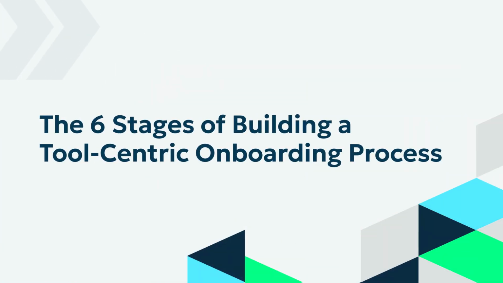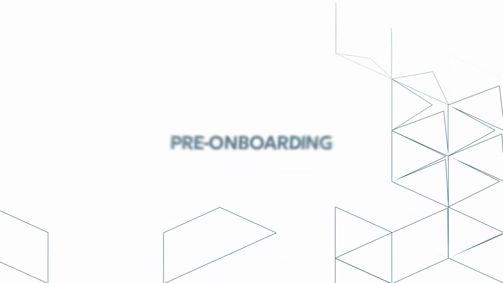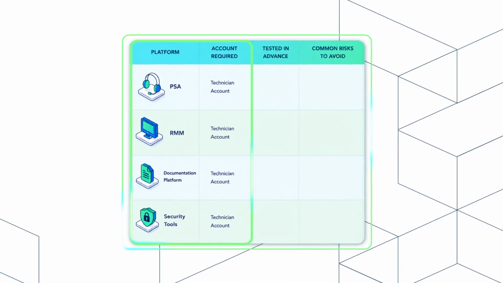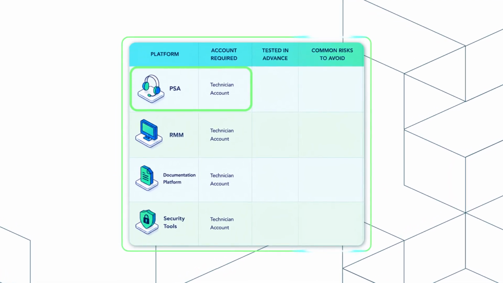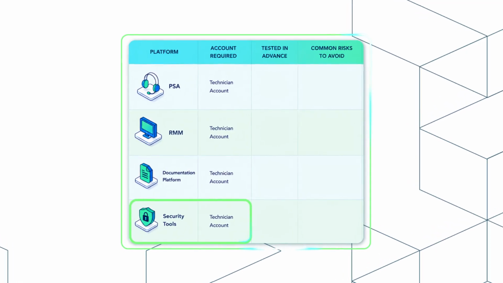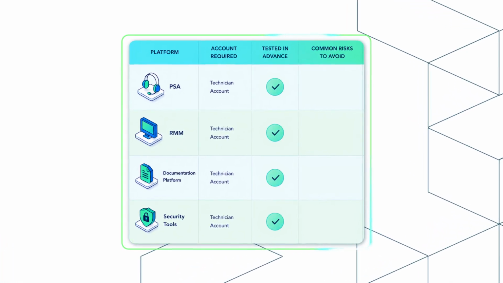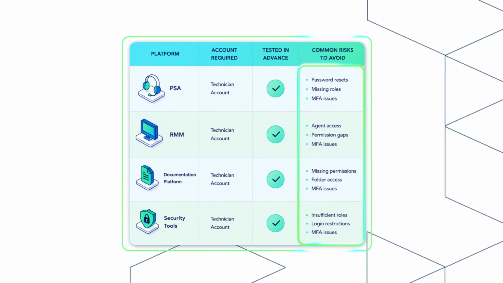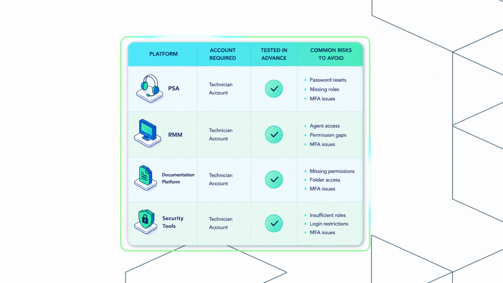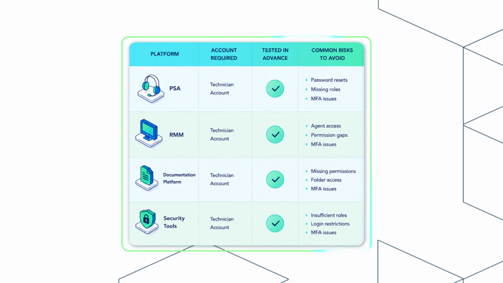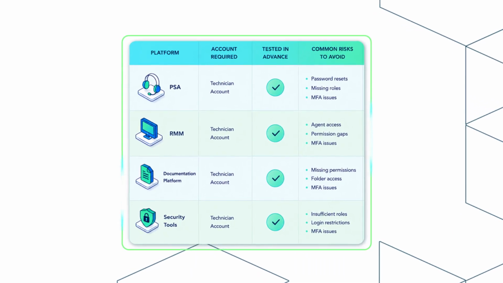The 6 stages of building a tool-centric onboarding process. Stage 1, Pre-Onboarding Preparation. All required accounts should already exist in the PSA, RMM, documentation platform, and security tools. These logins should be tested in advance to avoid password resets, MFA issues, or missing permissions during the first week. Role-based access must be applied carefully so technicians can do their job without unnecessary privileges.